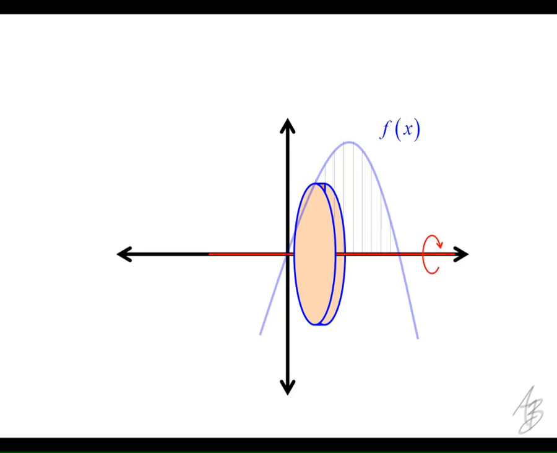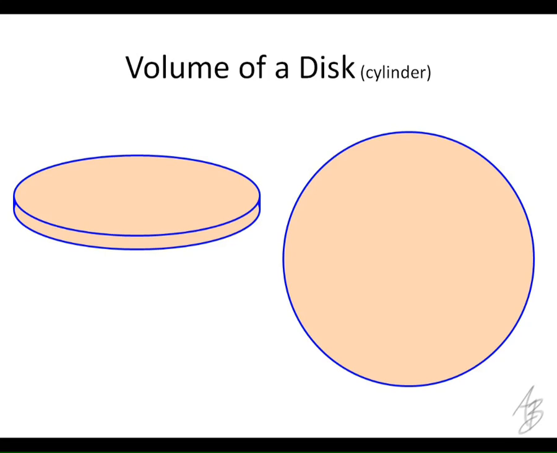We're calling it a disk because of its thickness. And we better our approximation by making the disks narrower or smaller, so it looks more like a disk than like a cylinder. But really it is a cylinder. So to find the volume of this disk or this cylinder, what are we going to do?